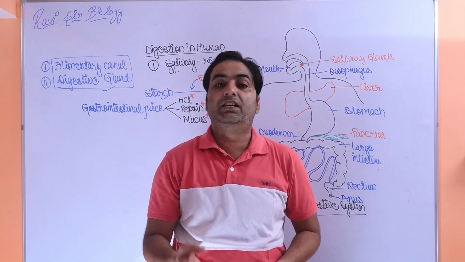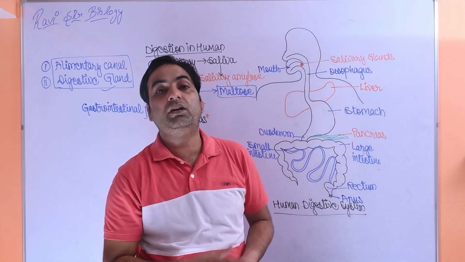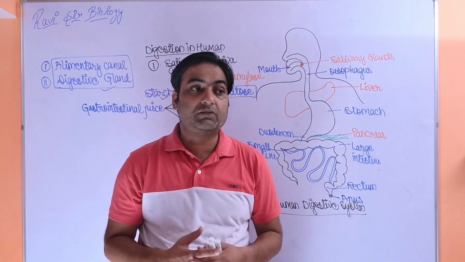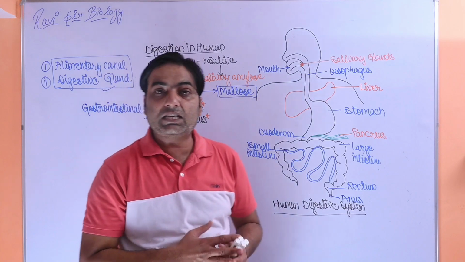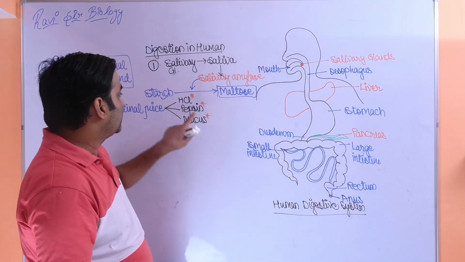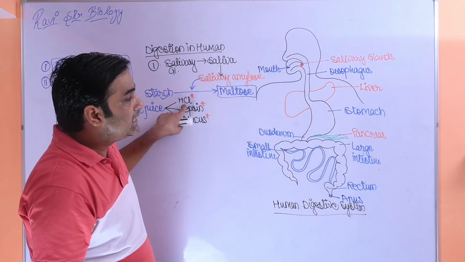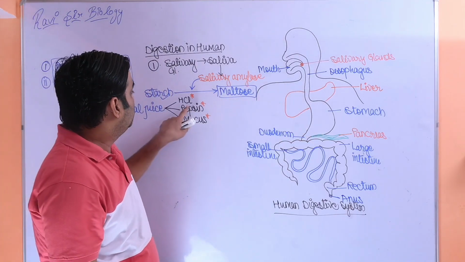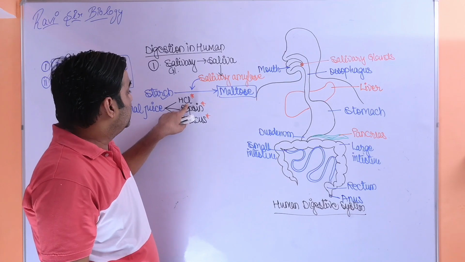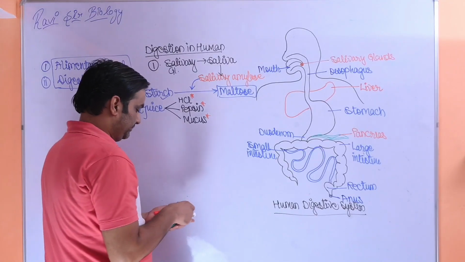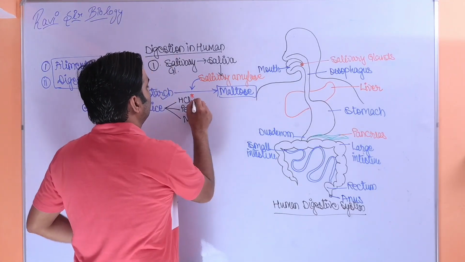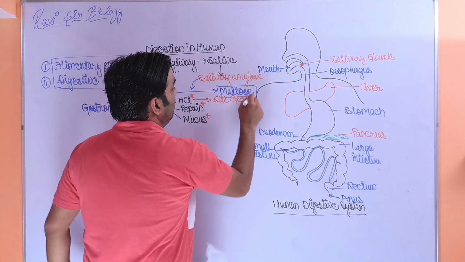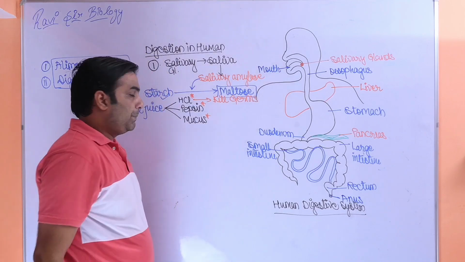So we take it, and some microorganisms may enter into the alimentary canal, those microbes which can severely harm us. That's why they will be killed by the action of HCl released by the stomach wall in the gastrointestinal juice. So this HCl kills germs present in the food.